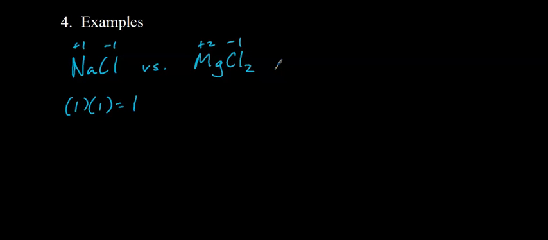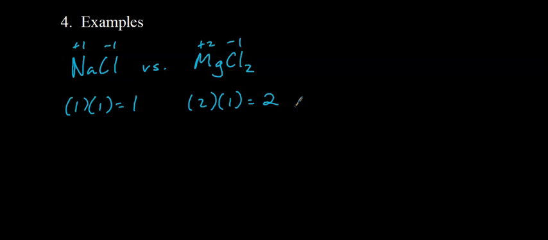Now notice something, I'm not taking into consideration that there are 2 chloride ions. I just want to look at the charges of the ions in the compound. Magnesium has a charge of +2, chloride has a charge of -1. Again, let's look at the product of the magnitude of these charges. Since the product of the magnitude of the charges in magnesium chloride is greater than that of sodium chloride, we would say that magnesium chloride has stronger ionic bonds, higher lattice energy, higher melting point.